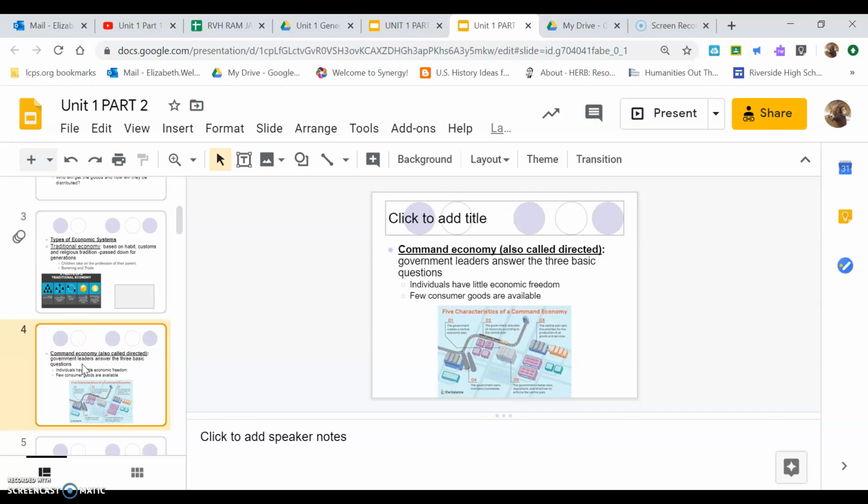It doesn't have to be communist. We talked about that in class. It doesn't have to be fascist. It's just where the government controls every single little bit, right? They control what they're going to make, who's going to make it and who's going to buy it, right?